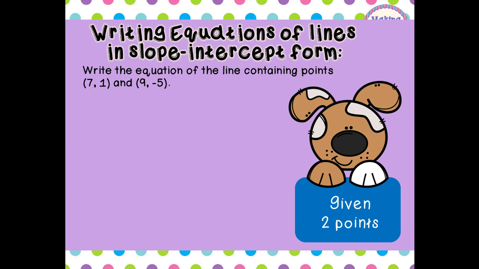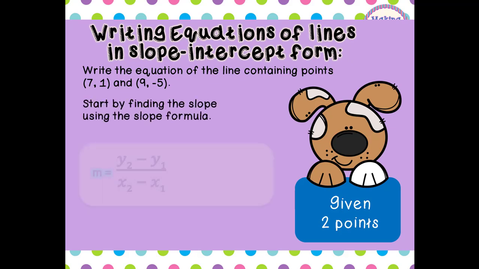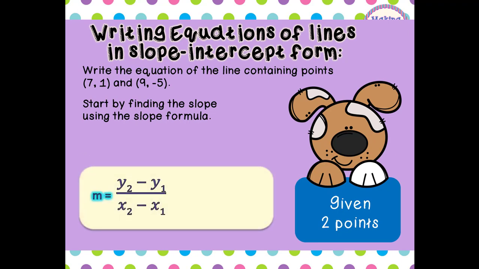The first thing you need to do is find the slope. They don't give it to us this time. So using your slope formula, this is something we've done in a previous video. Slope formula is subtract the y's in the numerator and the x's in the denominator. So I'll start by subbing in those values.